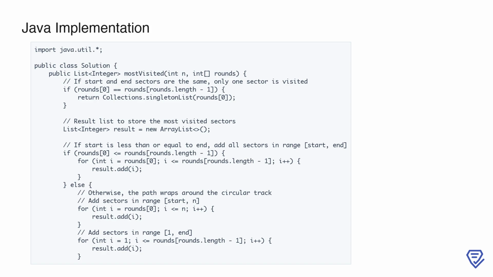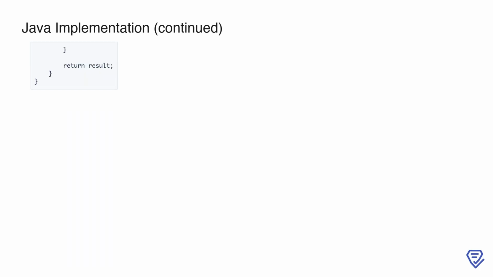Now, if the starting sector is less than or equal to the ending sector, this means the path does not wrap around the circular track. In this case, we iterate through the range of sectors between start and end, inclusive, and add each sector to the result list. However, if the starting sector is greater than the ending sector, the path wraps around the circular track. To handle this, we first add all sectors in the range from start to n, which represents the sectors from the starting point to the end of the track.